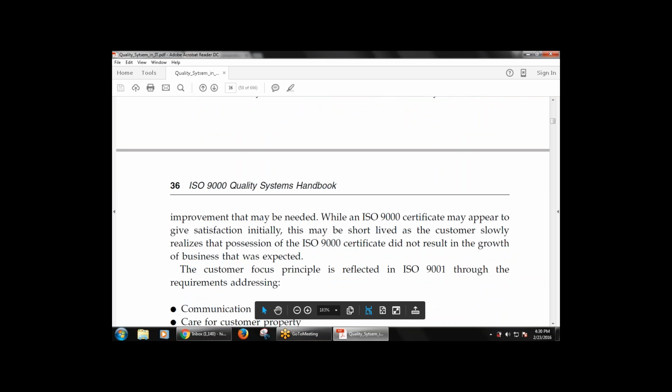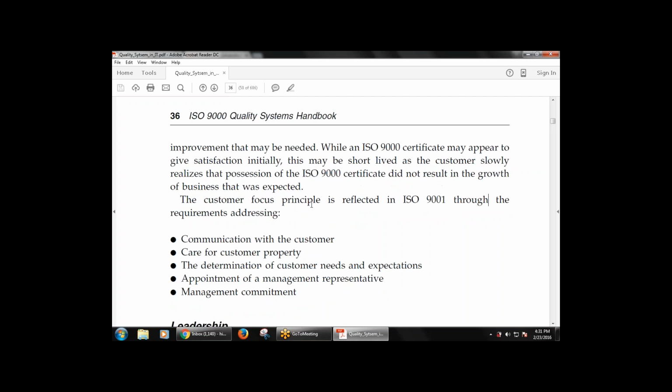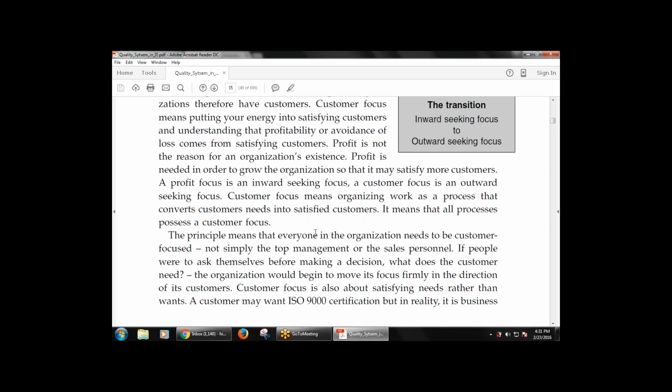Then the customer focus principle is reflected in ISO 9000 through the requirements it addresses. What are the various requirements? That is communication with the customer, then care for the customer property, then determination of the customer needs and expectations, then appointment of a management representative, then management commitment. So these are the various requirements carried out by ISO 9000 under customer focus.